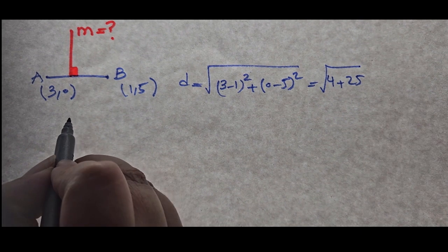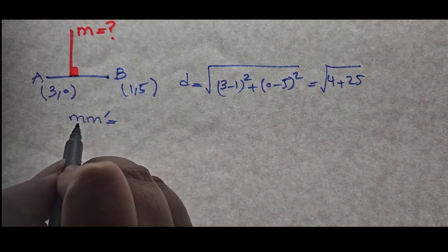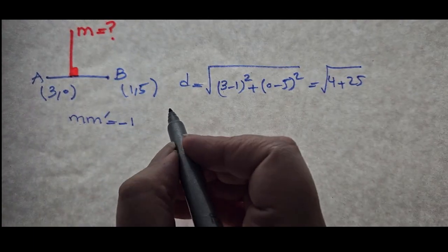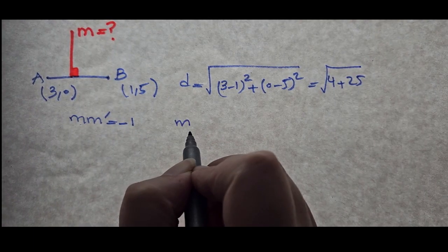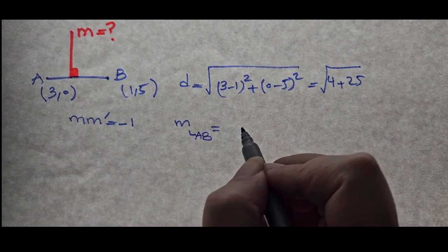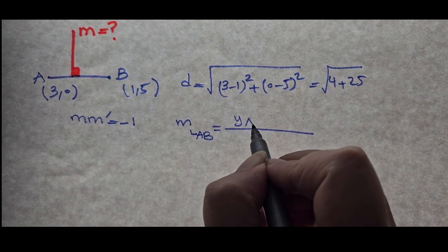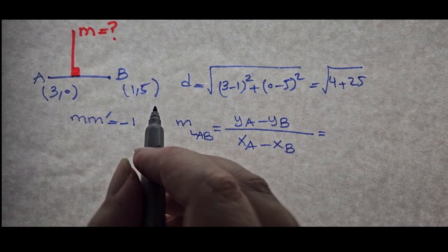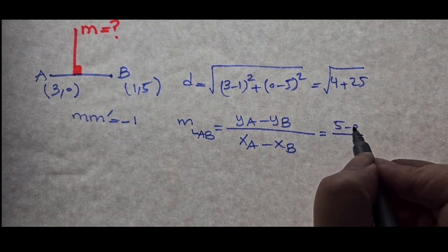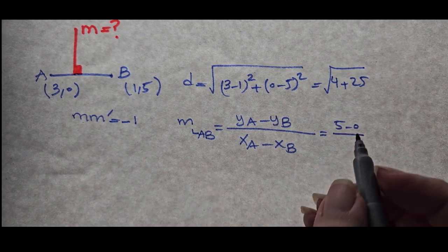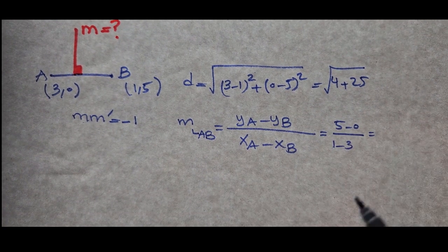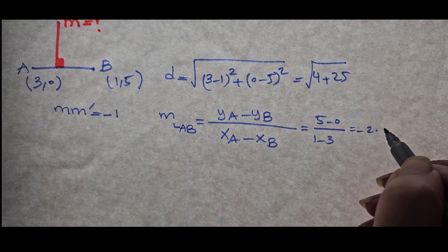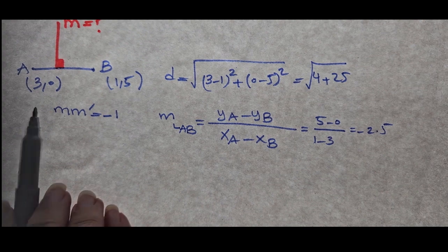So as we know, if two lines are perpendicular, the slopes multiplied by one another must be equal to -1. So here, if I have to find the slope of the line that passes through points A and B, that would be the difference of y divided by the difference of x. Okay, and the answer would be 5 divided by -2, which is -2.5. Okay, so this is the slope of the line passing through points A and B.